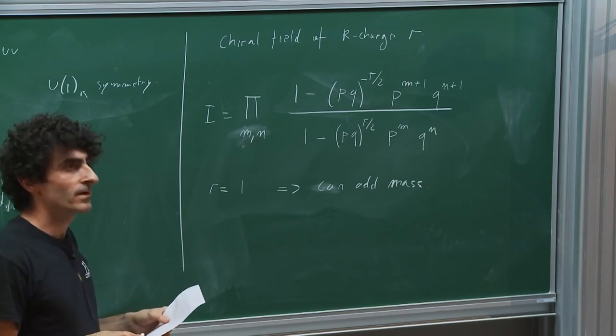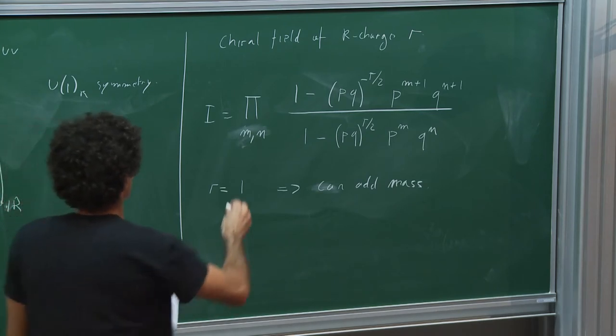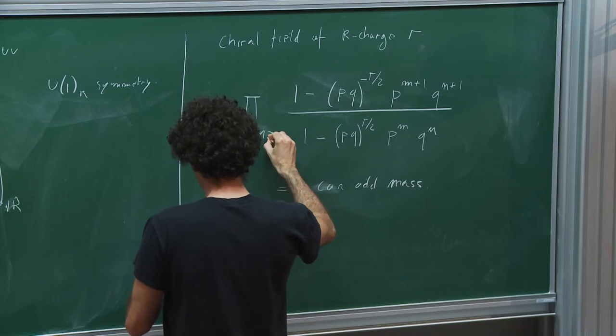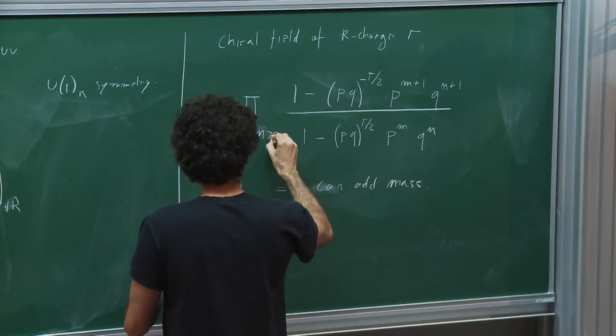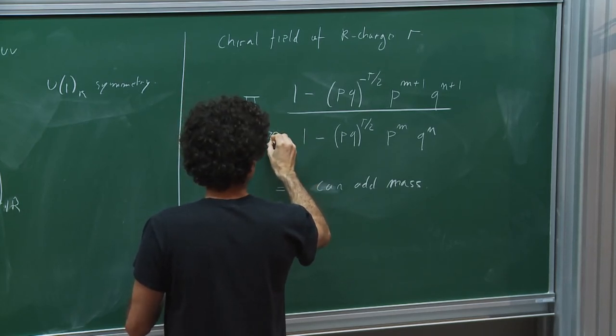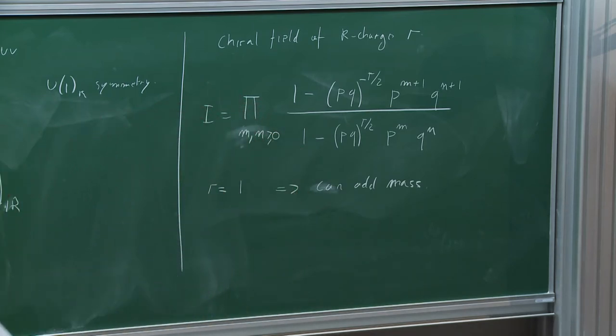What's the range for m and n, 0 to infinity? Yes, so you should say m greater than or equal to 0. I think it's greater than or equal to 0.